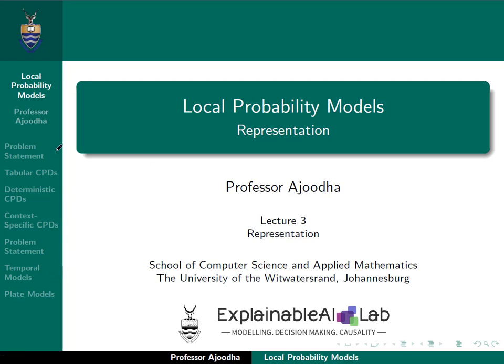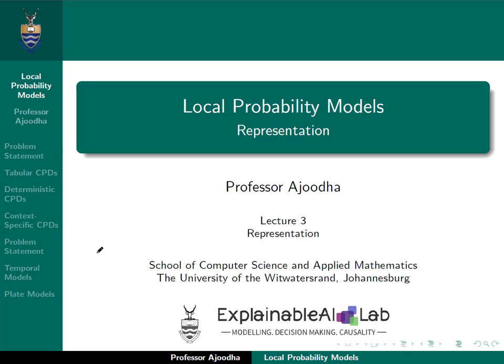We'll first look at these local probability models, which are tabular CPDs, deterministic CPDs, and context-specific CPDs. After that we will look at temporal models, because you would wonder how the Bayesian network will look in a case where we have a time element, so it unfolds over time like a trajectory. We'll look at that after this. All right, so let's get started.